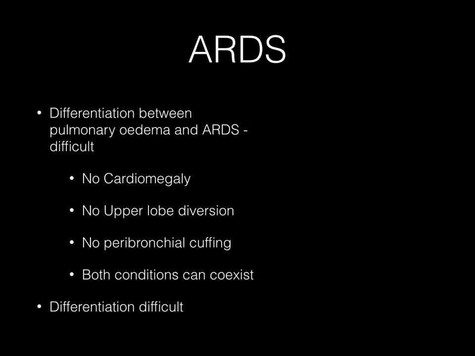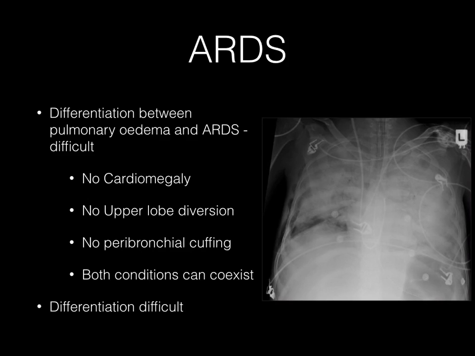So obviously within the ARDS pattern as well, there is no evidence of cardiomegaly, no upper lobe diversion, no peribronchial cuffing. However, it's important to remember that patients with ARDS could also have heart failure, and therefore both conditions can coexist, and differentiating these conditions separately would be quite difficult, especially if the lungs are heavily consolidated and you've got a four quadrant infiltrate, as in this particular patient, where you can't really tell what the heart shadow is and whether there is any cardiomegaly or not, or whether there is an upper lobe diversion or not, and therefore differentiation might be quite difficult.